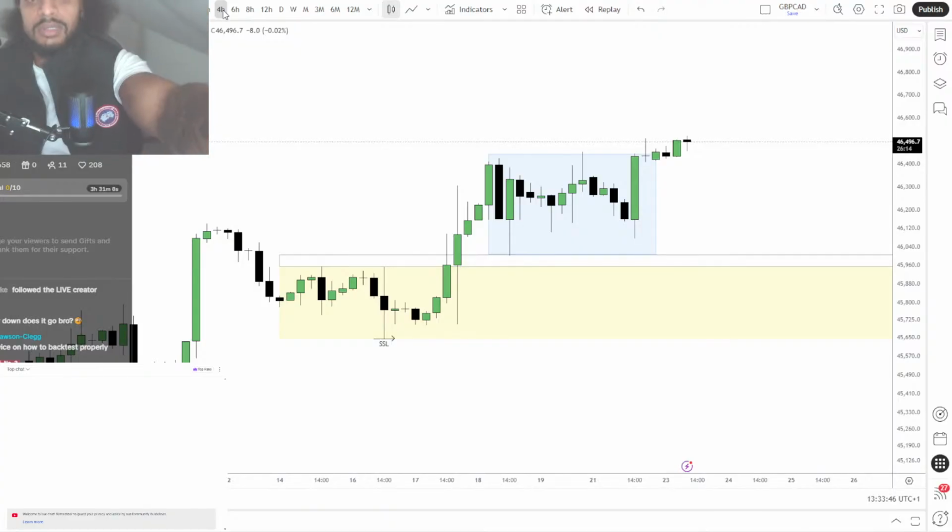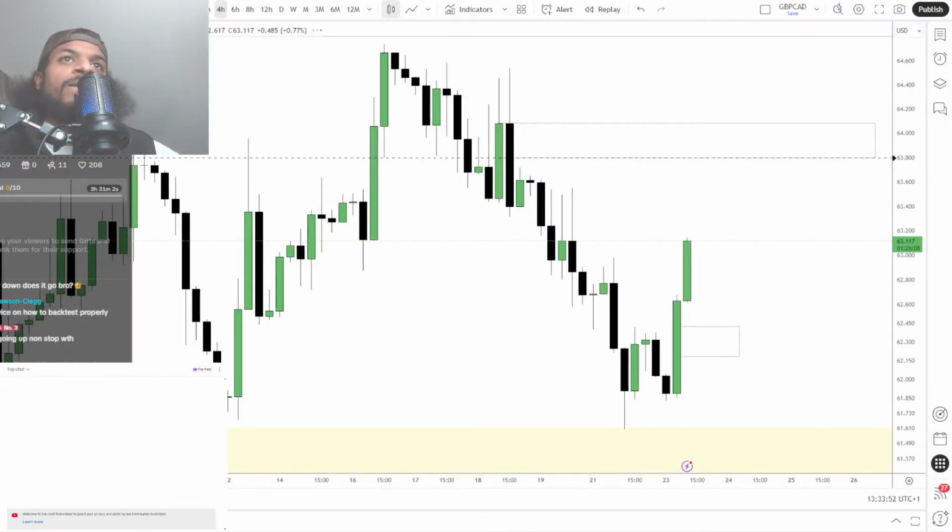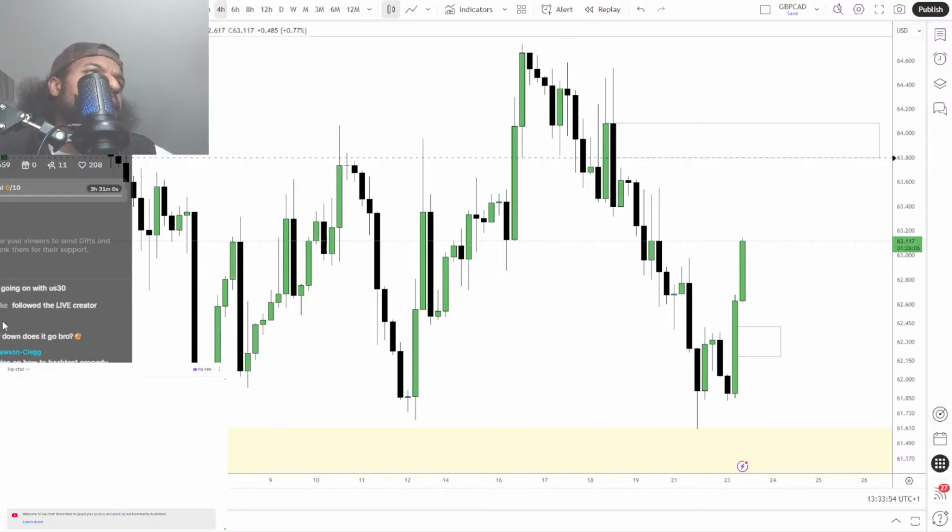What is going on here? Sorry, this here on chart. Right. Any advice on how to backtest properly? How far down does it go? Yeah, I'm not sure how far down US30 goes, bro. Any advice on how to backtest?